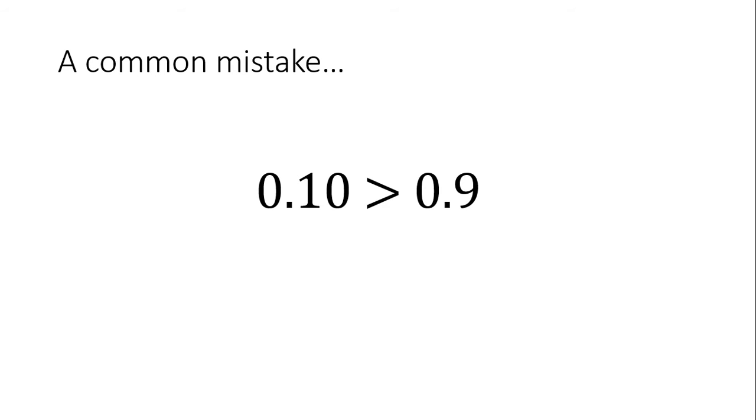Now, one thing that I noticed in your previous assignments is a mistake that a lot of people made. They said something like 0.10 is larger than 0.9 because 10 is larger than 9. What's the mistake? The mistake is that you're not thinking about what those digits represent. This is not 10, this is 1 in the tenths place. This is 9 in the tenths place. 9 is more than 1. So 9 tenths is more than 1 tenth. We can ignore the 0 because 0 means nothing. Or alternatively, you could put another 0 over here.